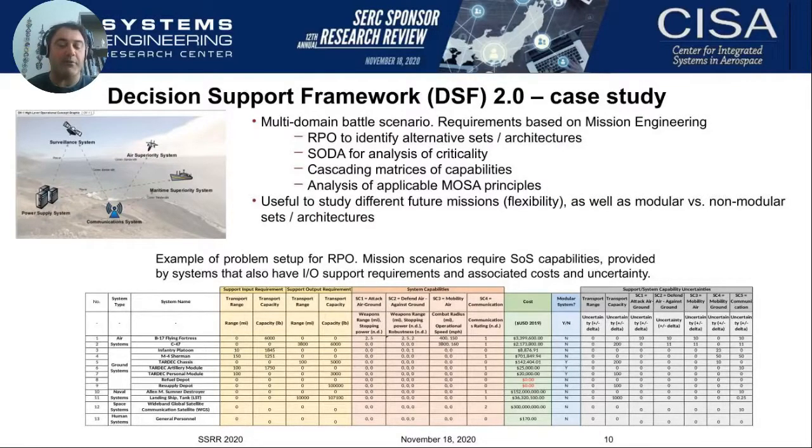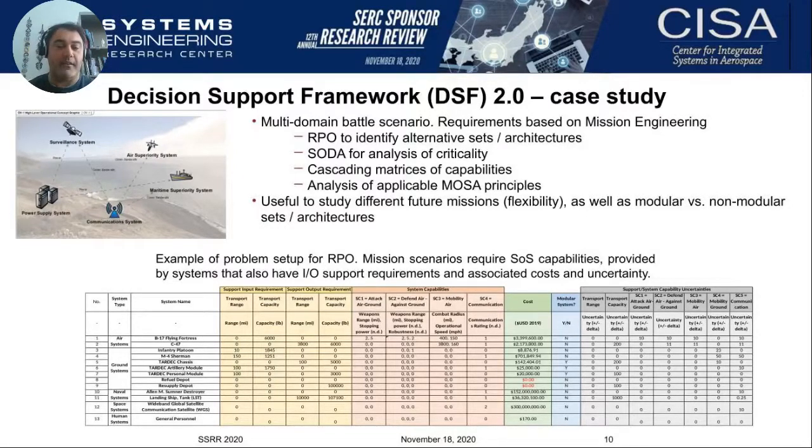We use robust portfolio optimization to identify alternative sets of systems or architectures that provide requirements for our mission. Then we use the system operational dependency analysis tool, another tool that we developed within CERC, for analysis of operational criticalities. We developed our cascading matrices of capabilities, and we analyze what the applicable MOSA principles are.